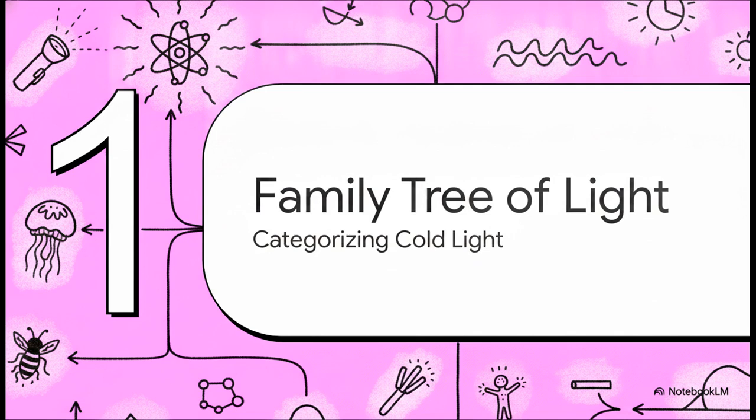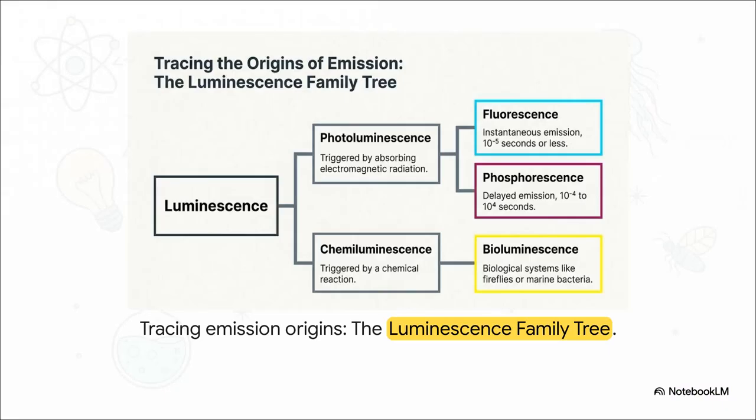The family tree of light, categorizing cold light. Okay, so luminescence is essentially cold light. Think about a traditional incandescent light bulb. It glows because it gets extremely hot, right? Well, luminescent materials completely bypass that. They emit light without all that extreme heat.